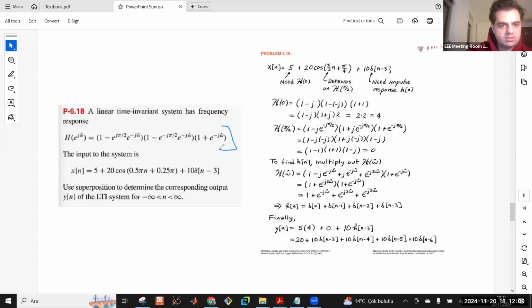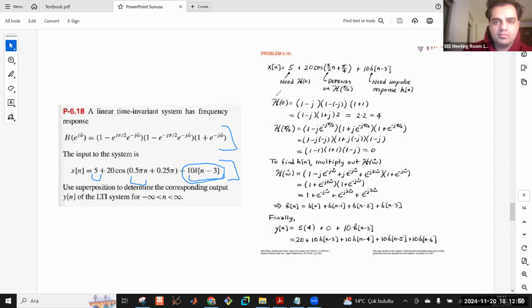Here we are given the frequency response of a system, and we will find the output for this particular input. In this input, we have three different frequency components: the DC term, pi over 2 frequency, and this delta signal. So using the frequency response is not practical for the delta input. Therefore, we will use the difference equation in order to calculate the output of this part of the input.